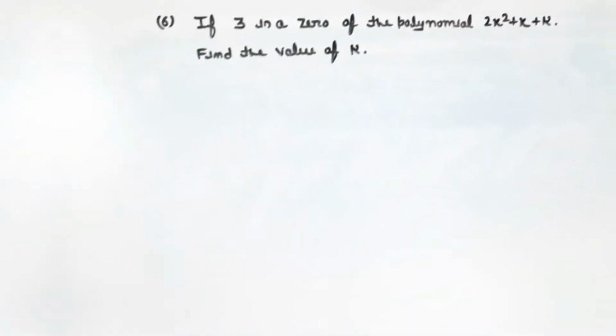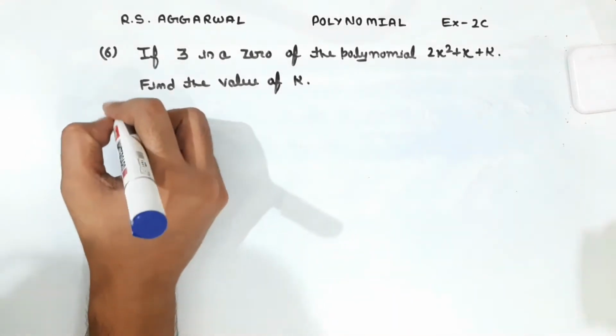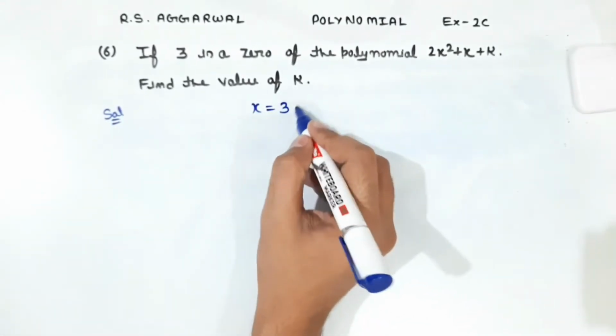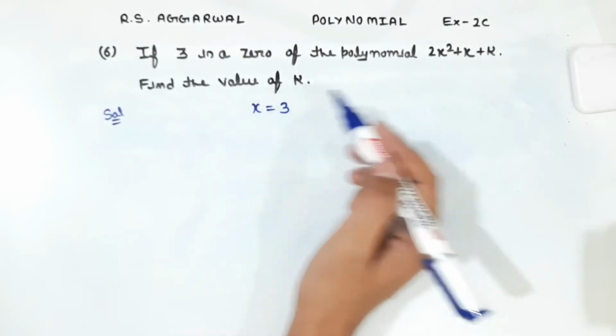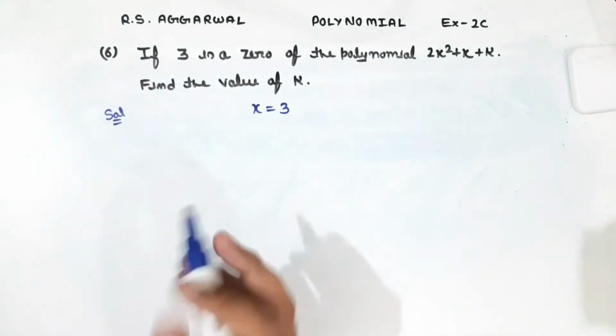R.S. Agrawal, chapter Polynomial, exercise 2C, question number 6. If 3 is a zero of the polynomial 2x square plus x plus k. Find the value of k. In this problem, we have given that x equals to 3. This is a 0 of given polynomial. So at x equals to 3, the value of polynomial will be equals to 0.